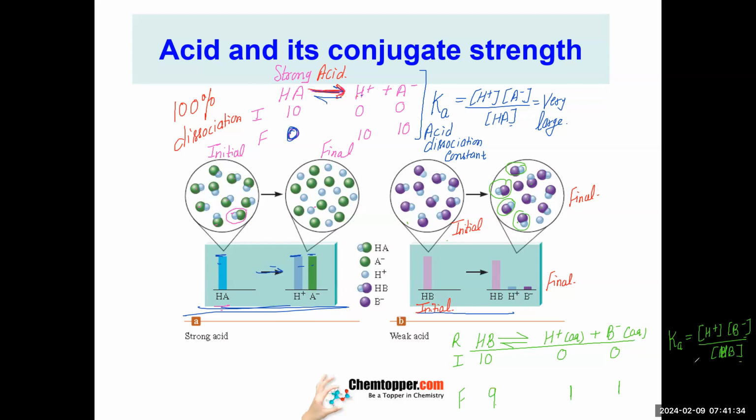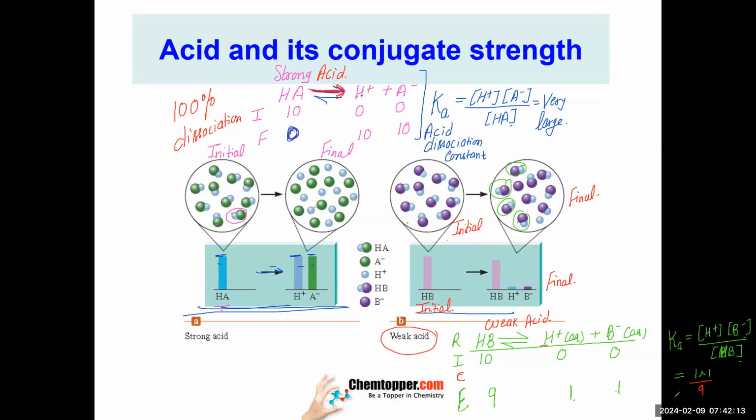And in this case, if you plug in the values at the equilibrium, this is equilibrium now, because here your H plus and B minus are very less, HB is more. So here you need an ICE table. It's not 100% dissociated. It's a weak acid. Now here this is 1 times 1 divided by 9.